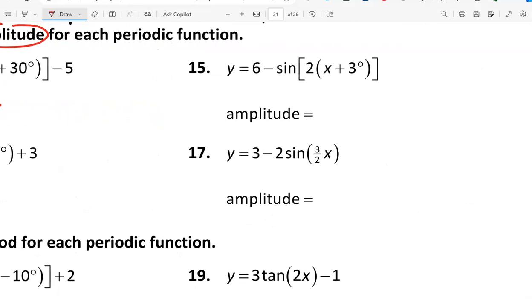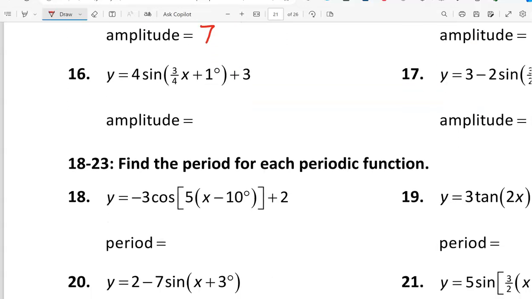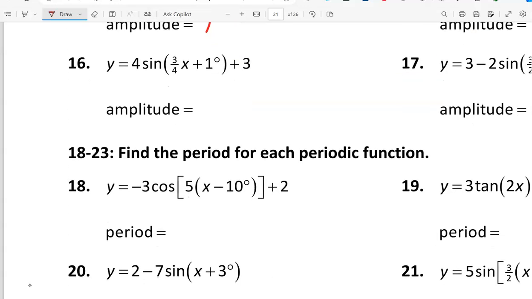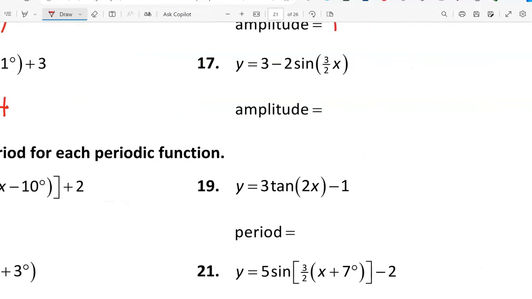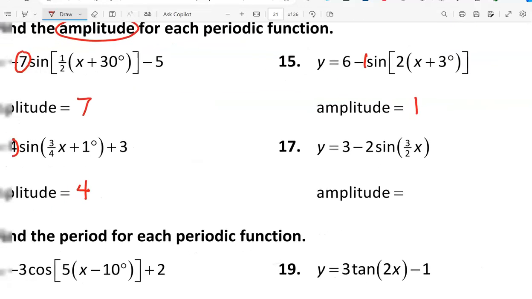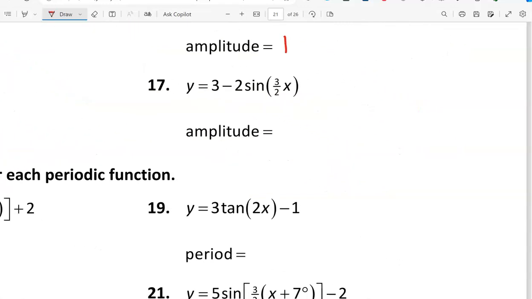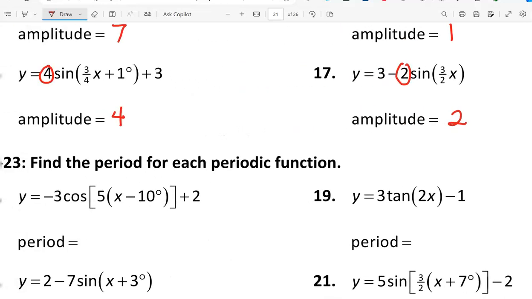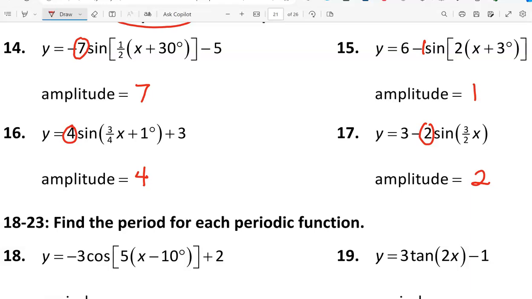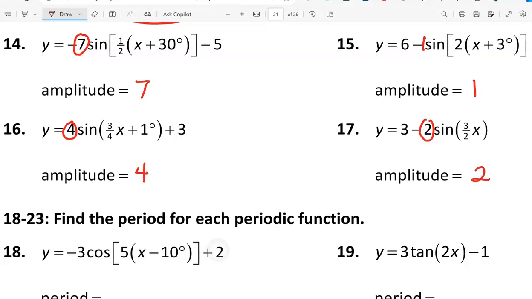For number 15, the amplitude is the coefficient of the sine, which is 1. For number 16, the amplitude is the coefficient of the sine, which is 4. And for number 17, the amplitude is the coefficient of the sine, which is 2. Notice that any of these could have been cosine functions, and the answers would have been the same.